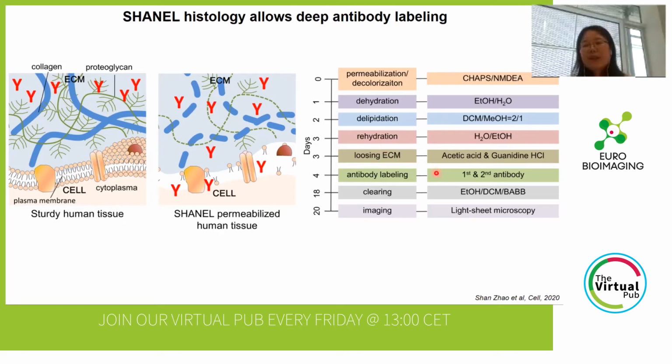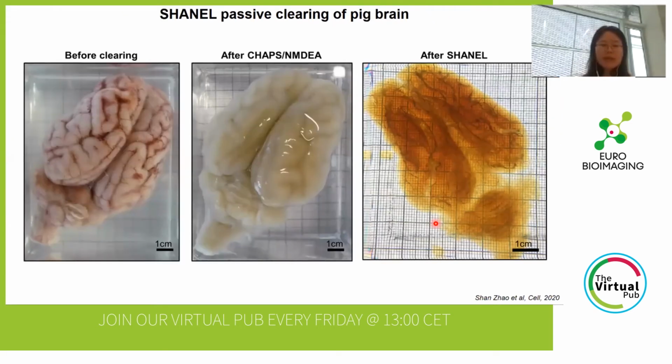So after this treatment, we can do the antibody labeling and do the traditional clearing using the organic method, and then it's ready for the imaging part. So to prove or test our protocol, we first tried a pig brain because it's very easily available.